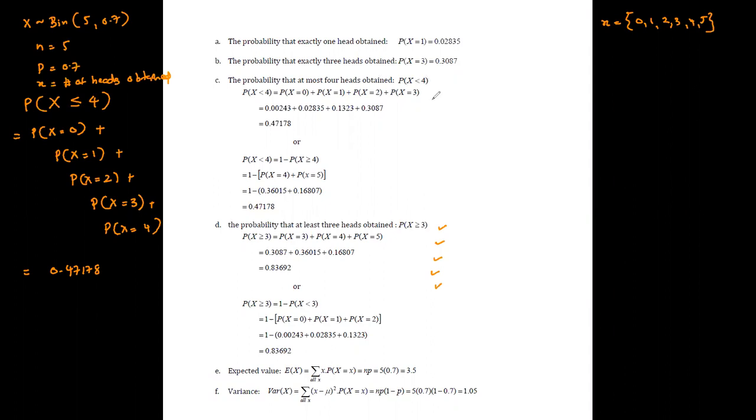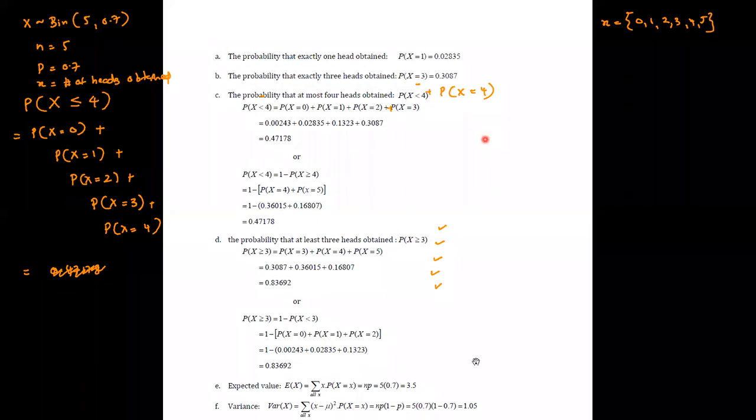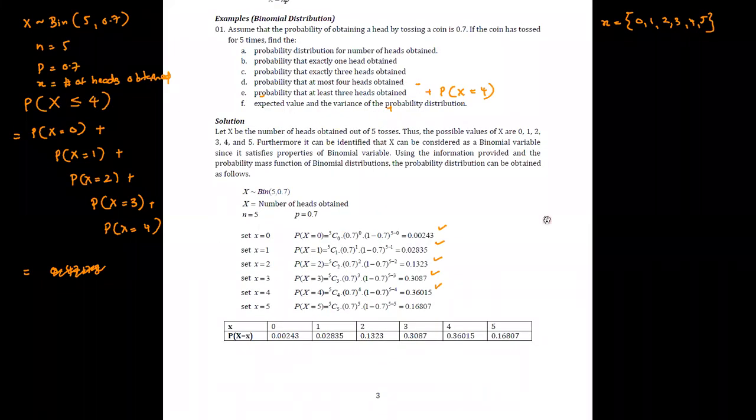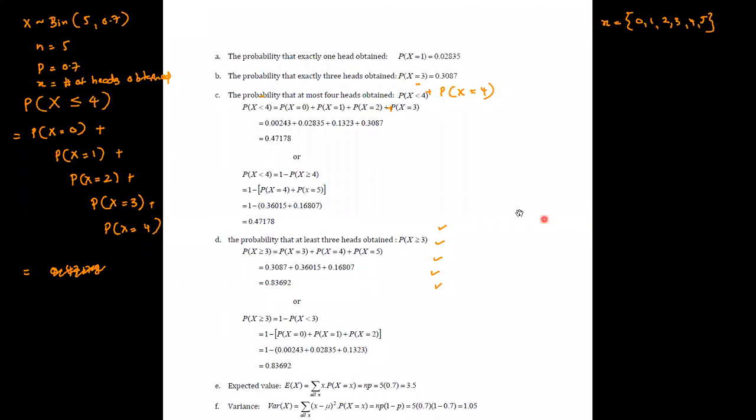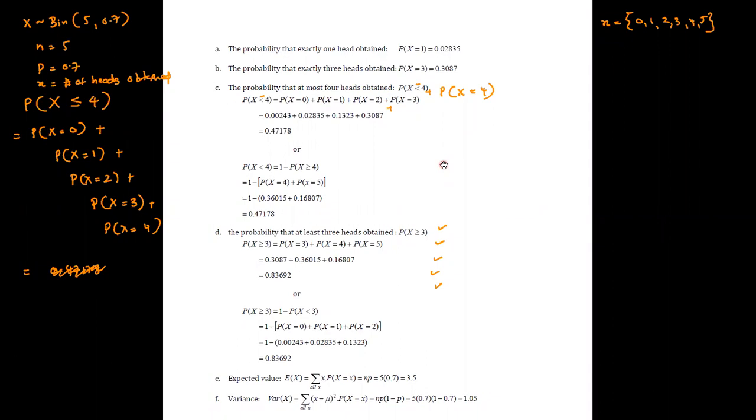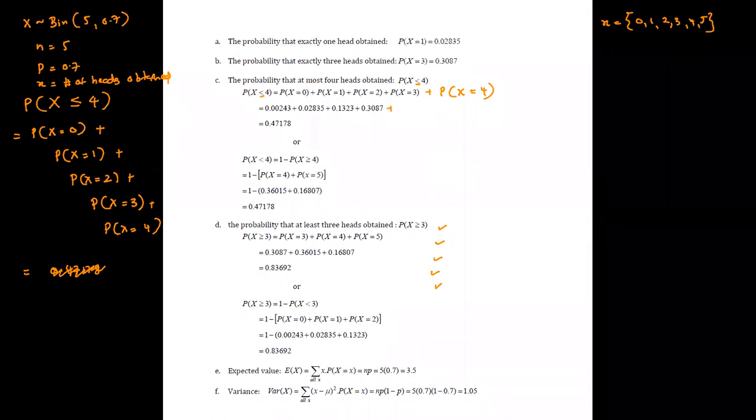See, actually, this has to be corrected. At most four heads means this can include four as well. Therefore, this should include x equals 4. Then the answer should be changed. And then this has to be added to where P(x equals 4) is 0.36015.